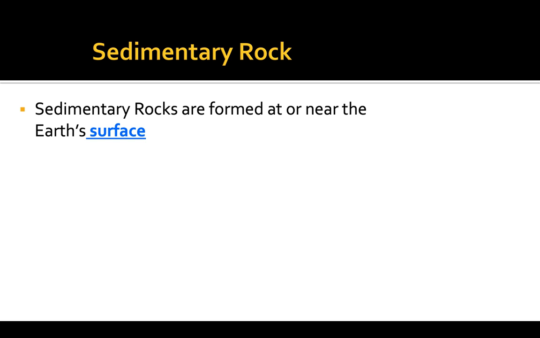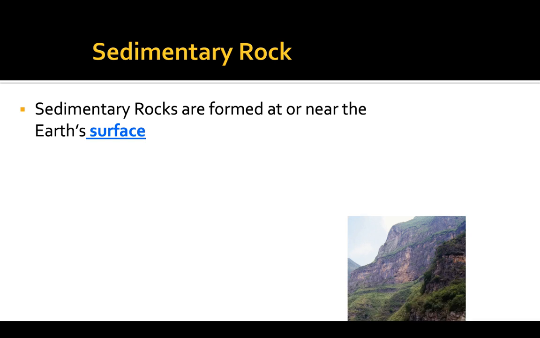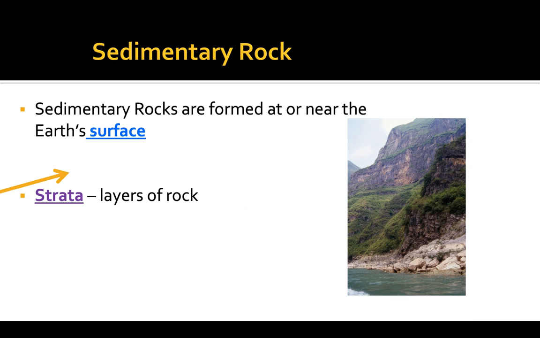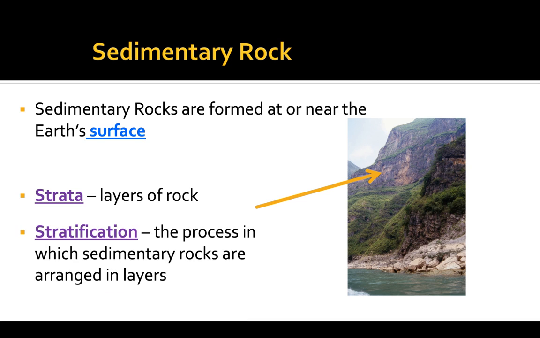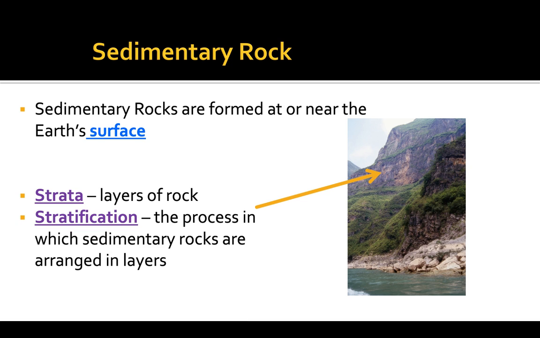Sedimentary rocks are always formed either on or very close to Earth's surface. And the different layers are called strata. And you can see this is a great picture. I believe this is from China, but you can see the different layers of rock. Whew, that startled me. Stratification is the process in which sedimentary rocks are arranged in layers.